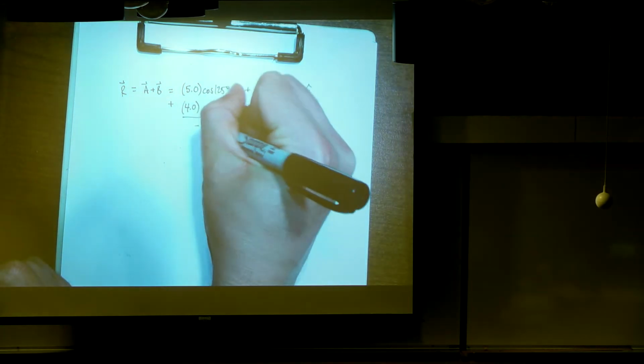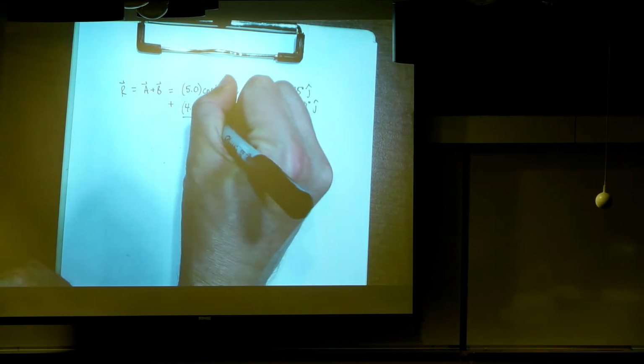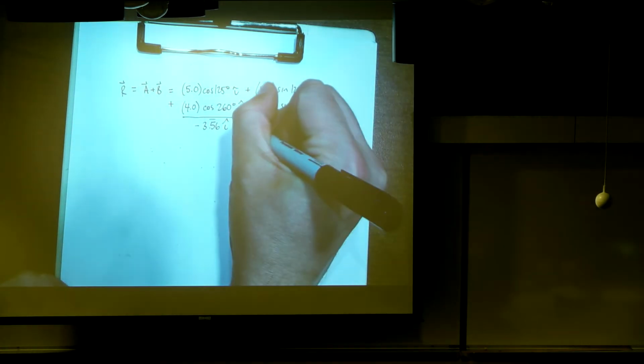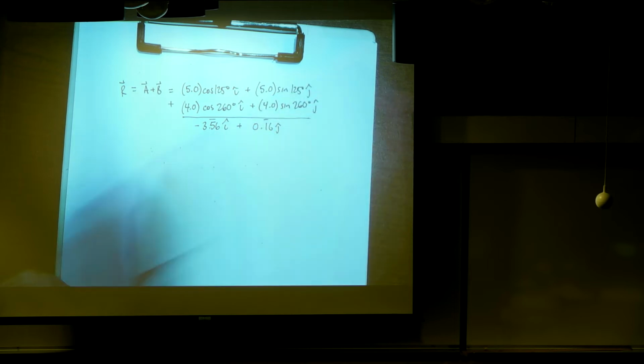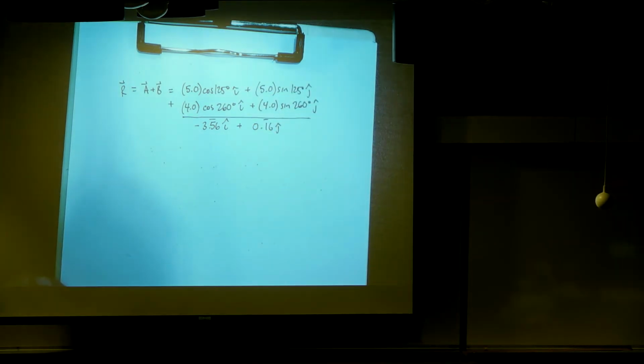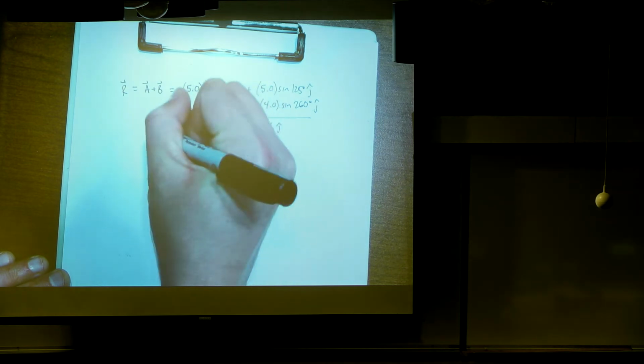But you get minus 3.56 i hat. And we'll want to keep 2 sig figs on that, and then you'll have plus 0.16 j hat for the other component, okay? Now, as far as this resultant vector goes, which quadrant are we in, just based on the signs we got? We're in the second quadrant, right? So I'll just write Q2.